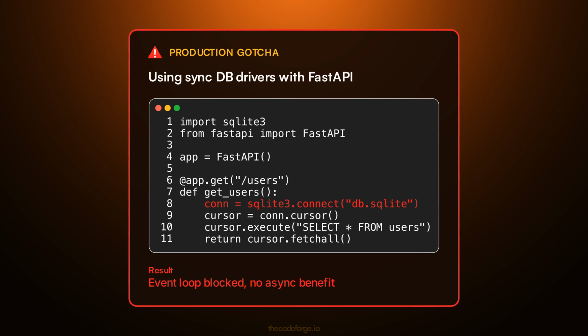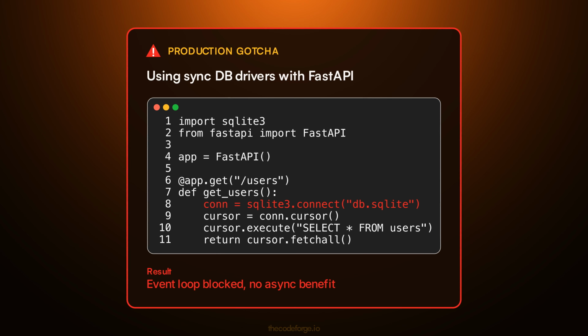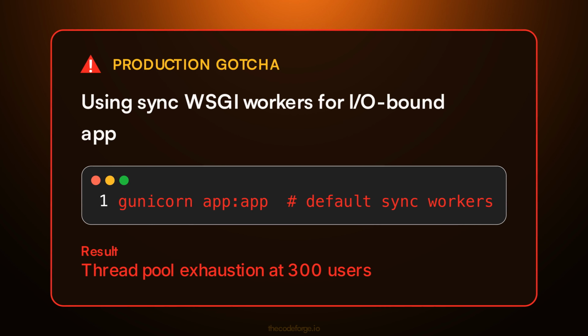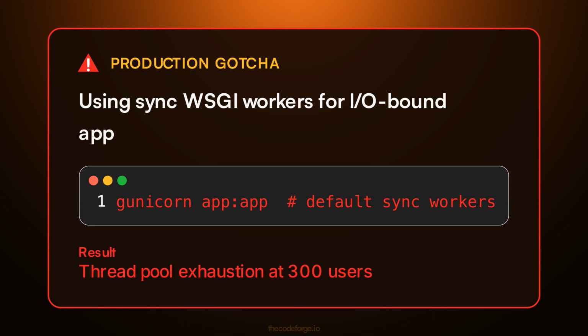A common trap: teams move to FastAPI but keep using synchronous database drivers like sqlite3. This blocks the event loop, nullifying async benefits. Always use async drivers like asyncpg or aiosqlite. This is the exact mistake from the incident, using Gunicorn with default sync workers for an I/O-bound app. The fix is to use async workers: gunicorn -k uvicorn.workers.UvicornWorker app.